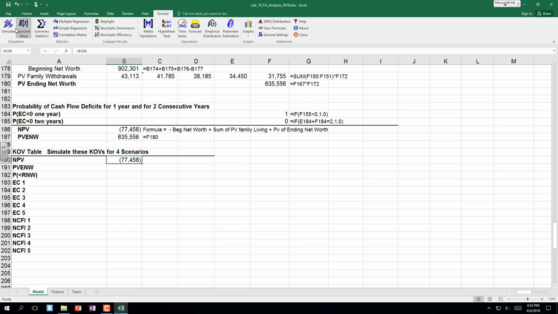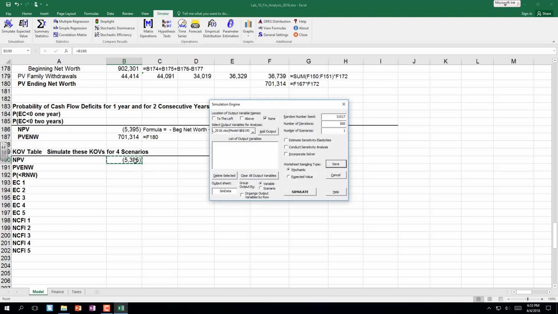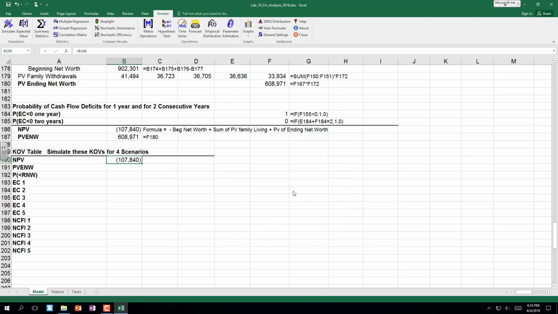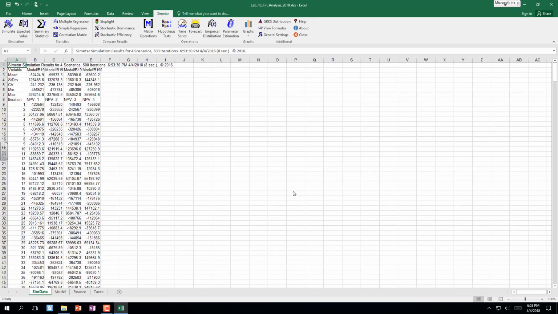Okay. Now, let's go to simulate. Then I'm going to turn off expected value. We're going to simulate. I'm only going to simulate one value, this one. Label left, add, until we have 4 scenarios. Everybody ready? And then we're going to simulate. And this is going pretty fast. Okay, we have 4 scenarios.